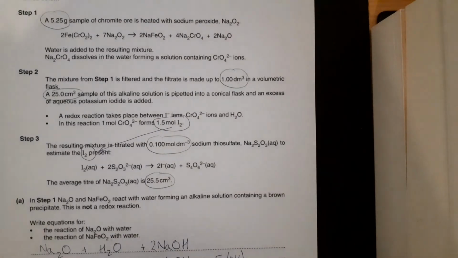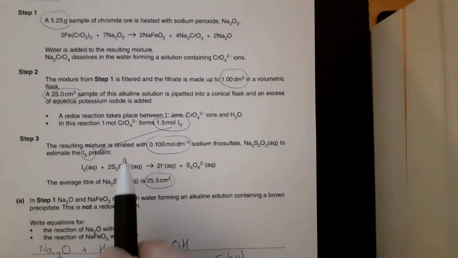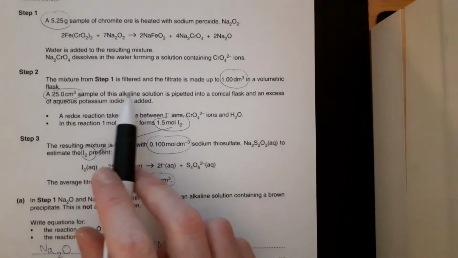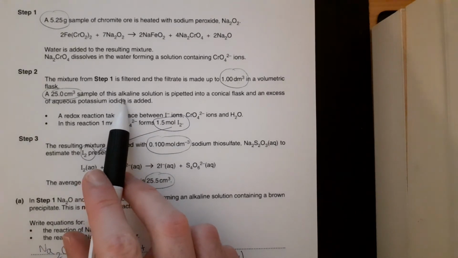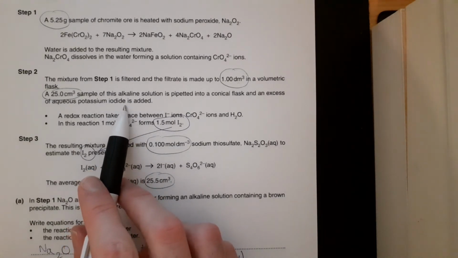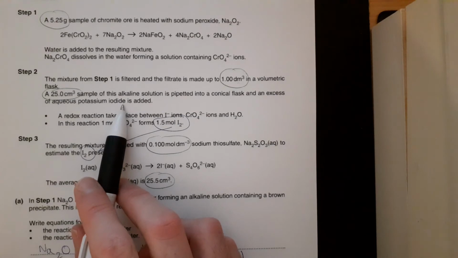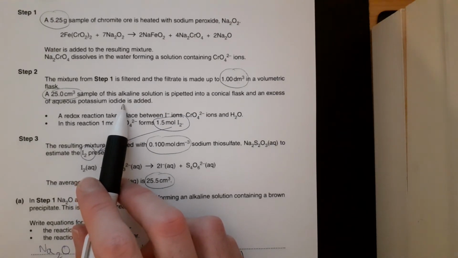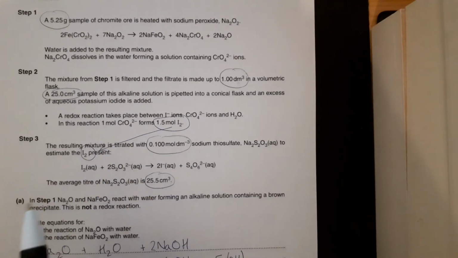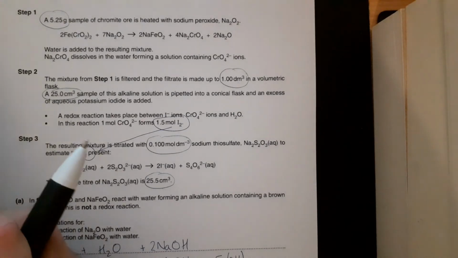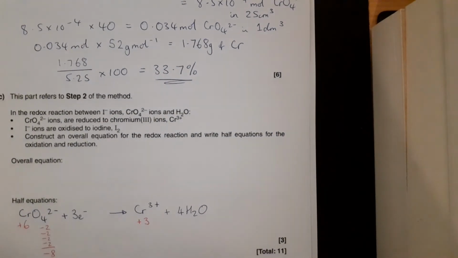Does it say anything about being in alkaline conditions or anything? Yes, it does. So it's always worth checking that. Looking at the mark scheme here, they will let you get away with doing it with H+ ions. But in this case, we need to be using the hydroxide ions. So that's a bit annoying.